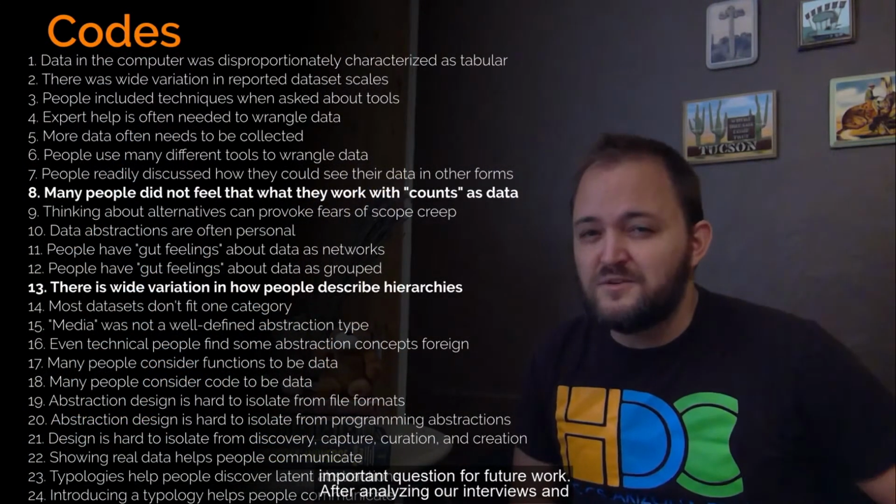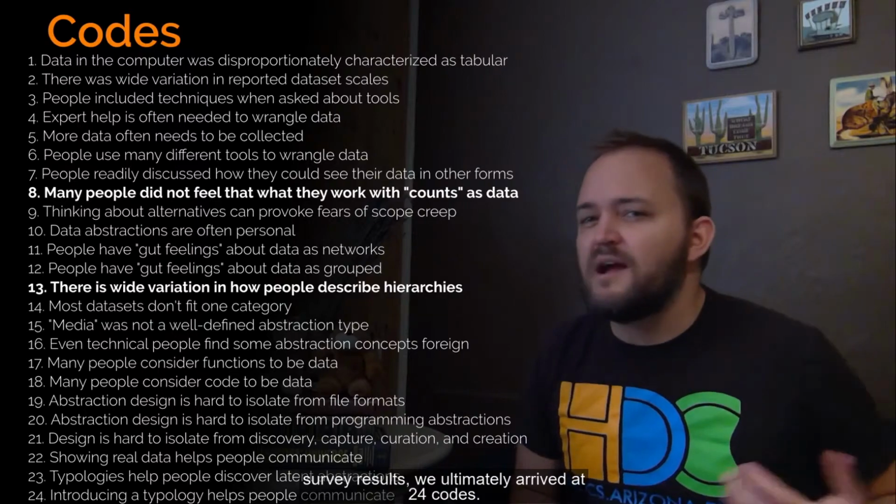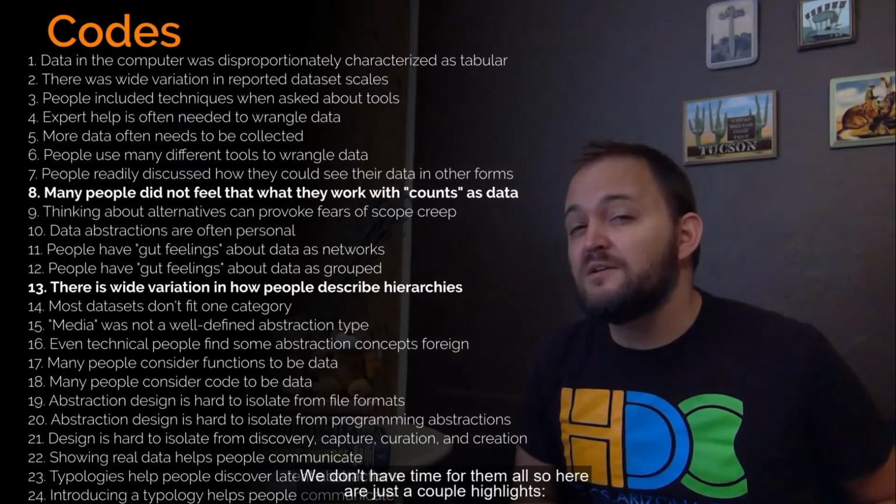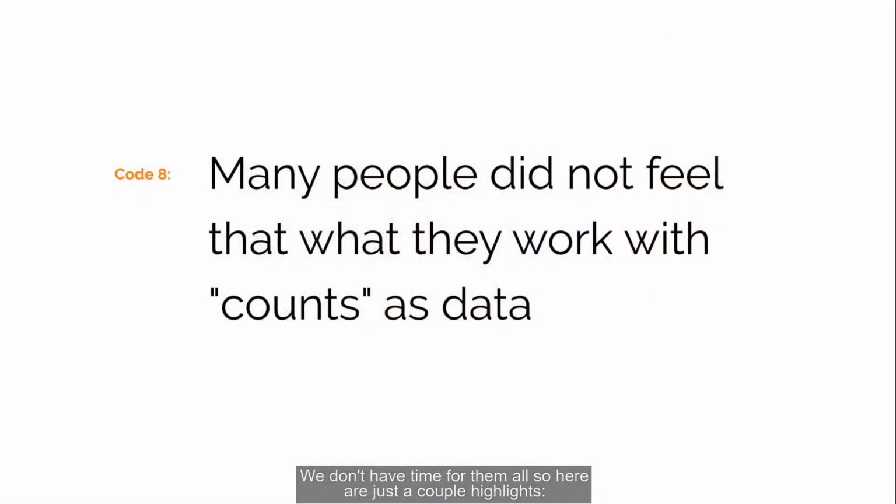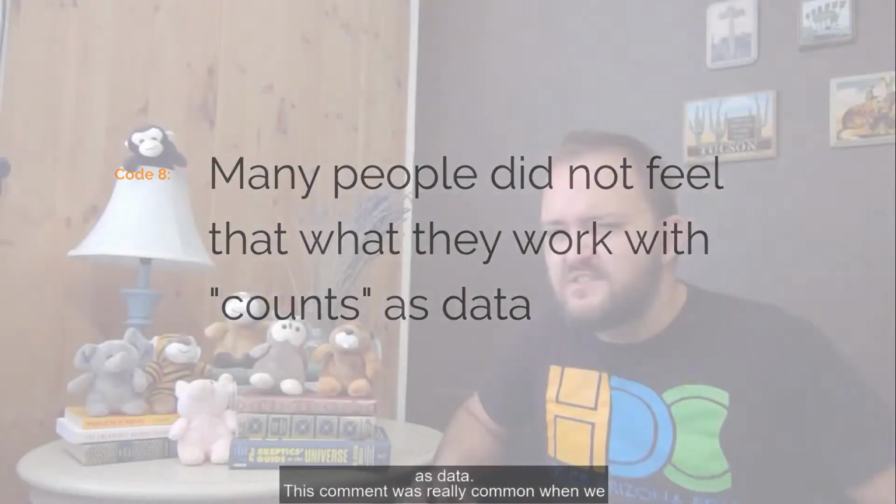After analyzing our interviews and survey results, we ultimately arrived at 24 codes. We don't have time for them all, so here are just a couple highlights. Our 8th code is that many people did not feel that what they work with counts as data. This comment was really common when we asked people to take the survey. People were even sometimes hesitant to describe their Excel spreadsheets as data, and we weren't the only ones that noticed this. 3 of our interview participants independently made this observation while reflecting on their experiences working with people that are new to data science.